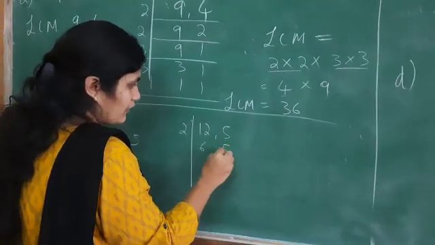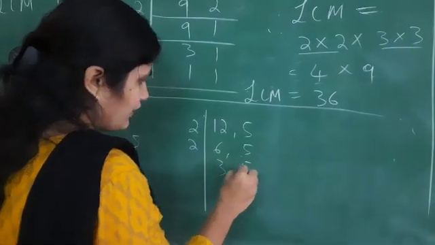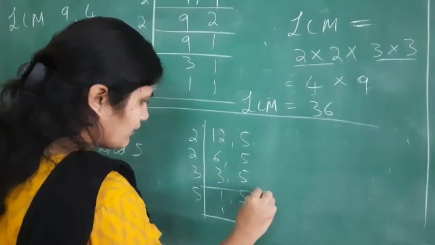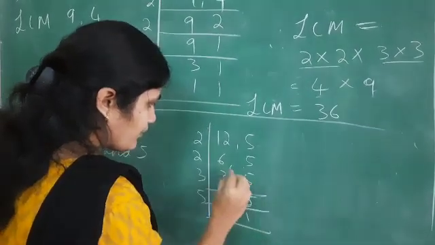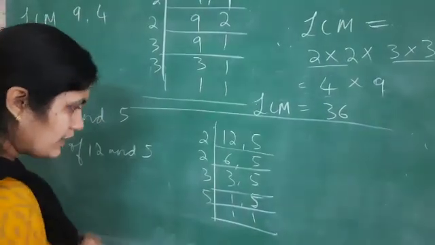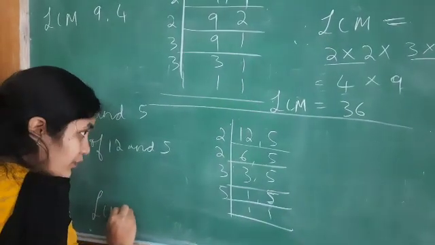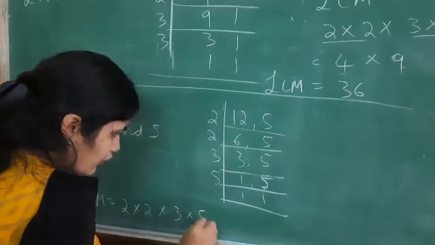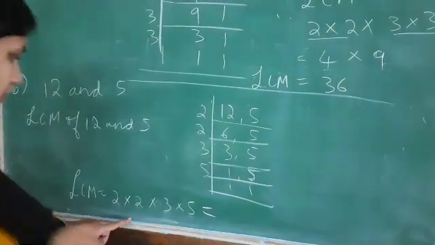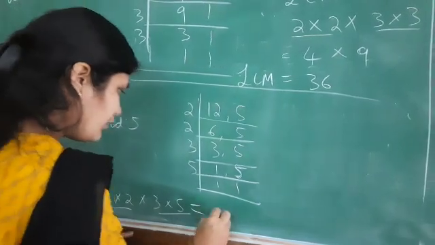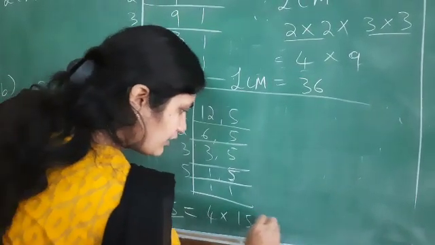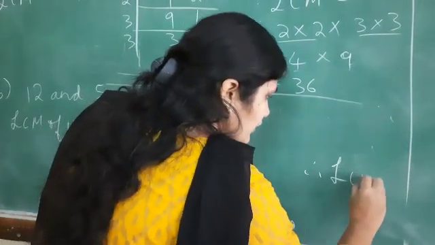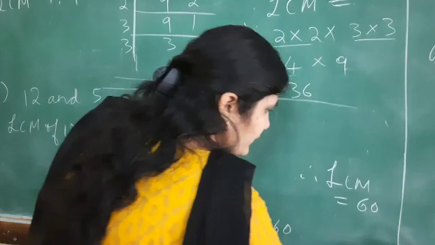2 6s are 5 as it is, 2 3s are 5 as it is, 3 1s are 5 as it is, 5 1s are 5. So LCM is equal to 2 into 2 into 3 into 5. 2 2s are 4. 4 into 3 5s are 15 gives you 60. Therefore LCM is equal to 60.